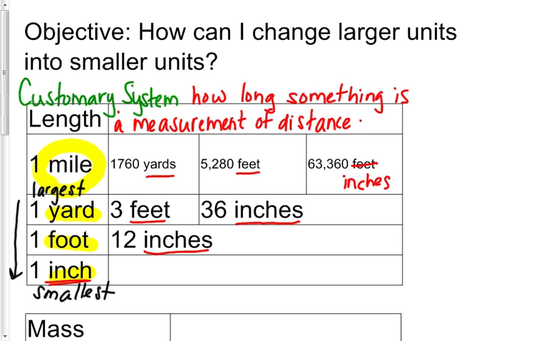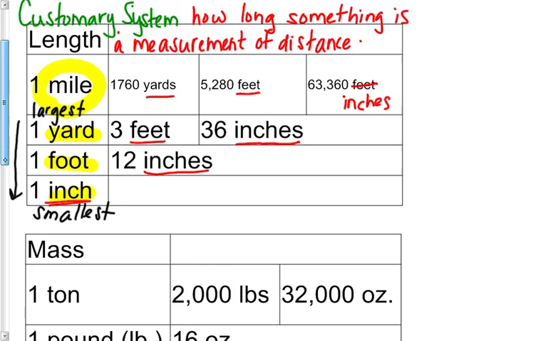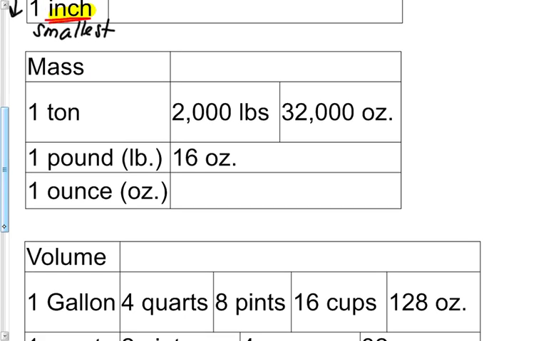And we're going to use that same idea with mass. So our largest unit is 1 ton. And we're going to describe 1 ton in pounds and ounces. So this is again our pattern. 1 ton is 2,000 pounds or 32 ounces. 1 pound is 16 ounces. And again, with 1 ounce, that's our smallest unit, so we do not have to have a conversion there.